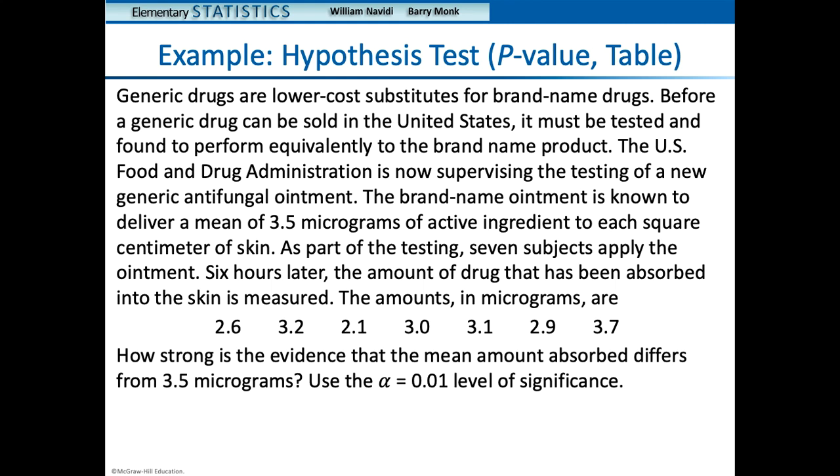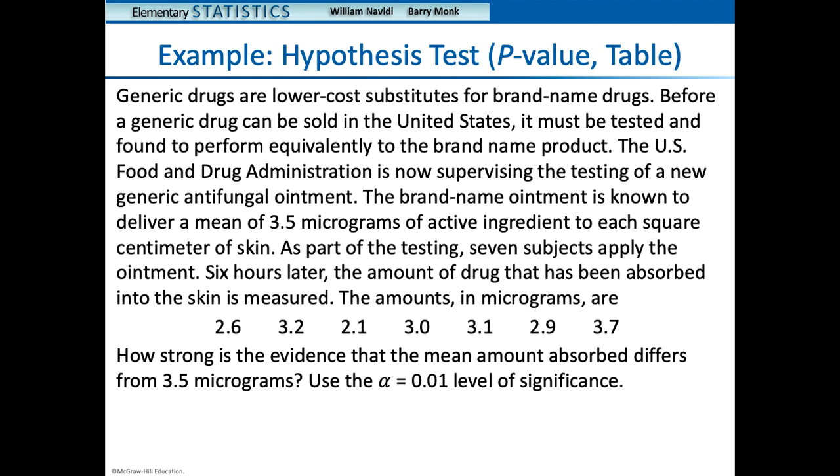Let's look at another example. Generic drugs are lower cost substitutes for brand name drugs. Before a generic drug can be sold in the United States, it must be tested and found to perform equivalently to the brand name product. The U.S. Food and Drug Administration is now supervising the testing of a new generic antifungal ointment. The brand name ointment is known to deliver a mean of 3.5 micrograms of active ingredient to each square centimeter of skin.